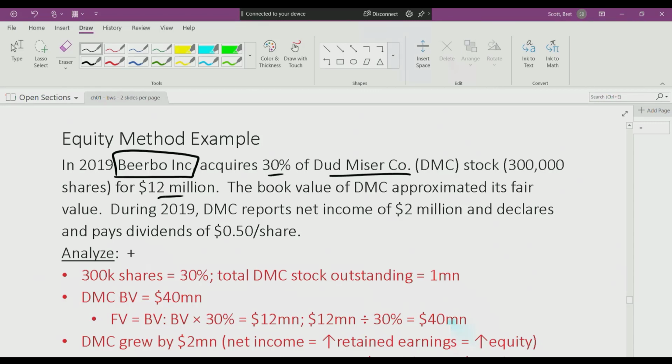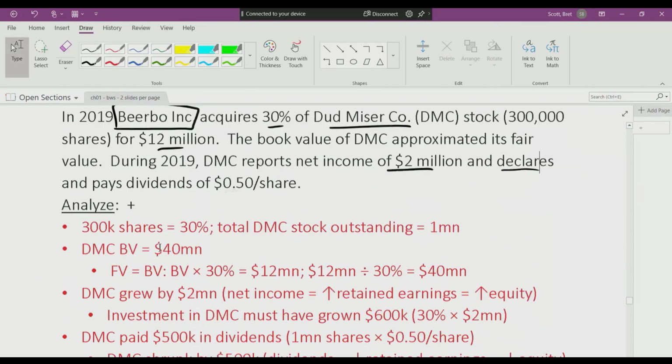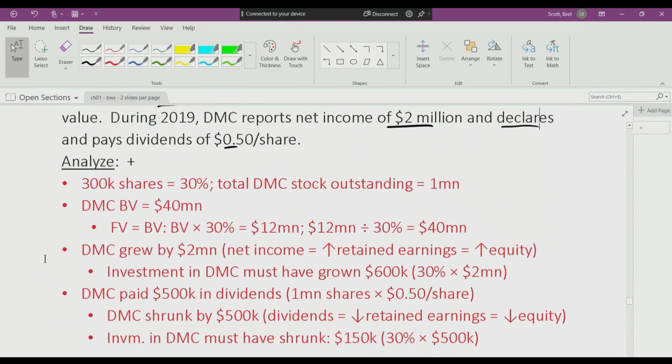During 2019, DMC reports net income of $2 million. Okay, remember, if the subsidiary does well, we do well. The subsidiary also declares dividends of 50 cents a share. We still get the cash, but it's a return on investment. So down below, what I do is I sort of talk about an analysis. Before you do anything, you really should go through this exercise and think, what's going on here?